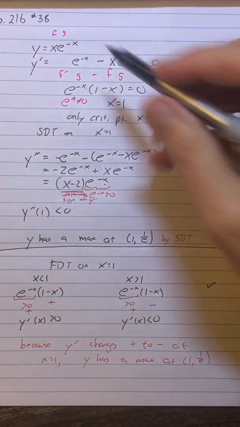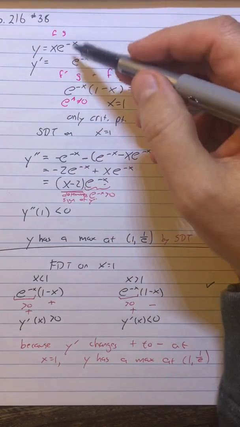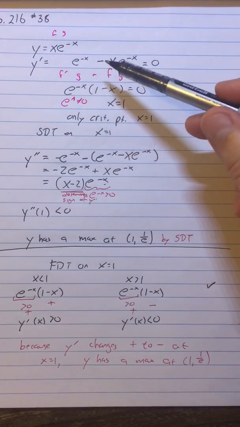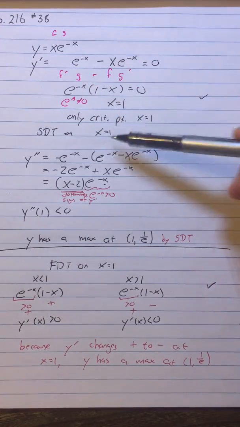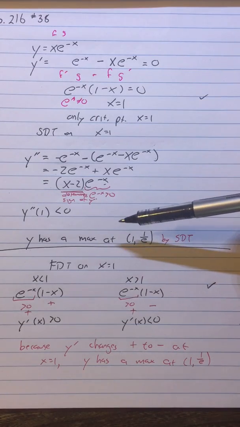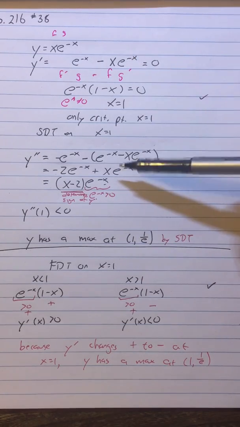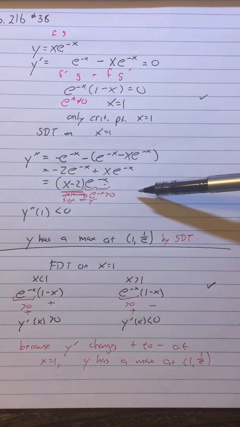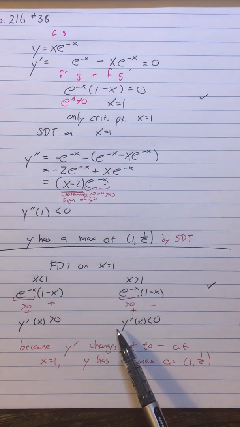And what made it easier is that this problem, x e to the negative x, is not only not a polynomial, it's a product. So when I go to do the second derivative, it's going to be even more of a product. That derivative is going to get more and more complicated as I go. Because the second derivative was a little harder to get on this one, the second derivative test was a little bit harder to do. But the first derivative test was easy to do.